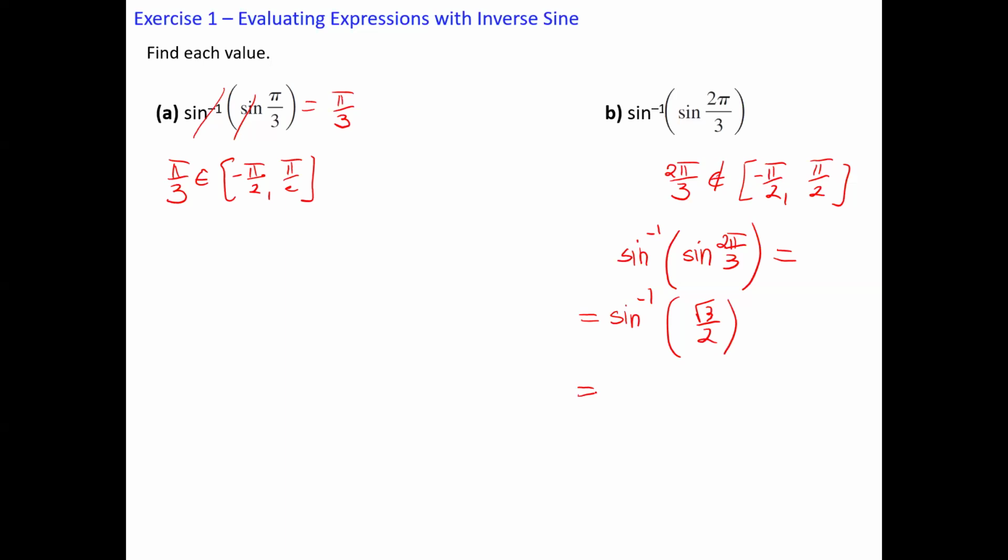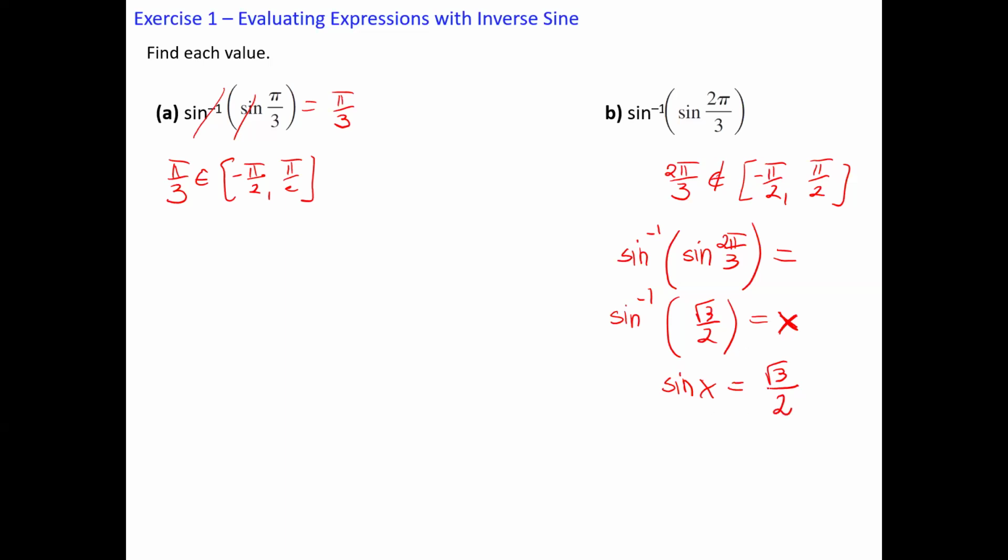And now we have to solve this: inverse sine of square root of 3 over 2. That means now we may actually create an equation. Let's say this is x, we don't know. Inverse sine of square root of 3 over 2 equals x, then I can use the inverse equation: sine of x equals square root of 3 over 2.